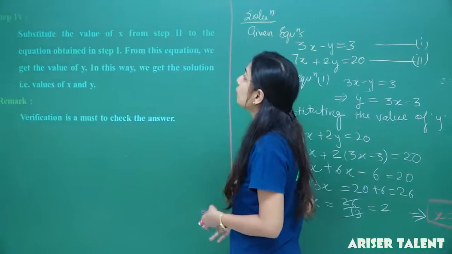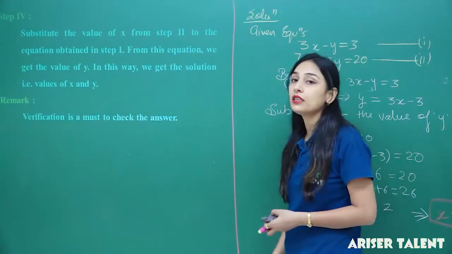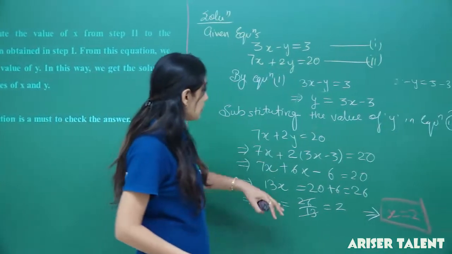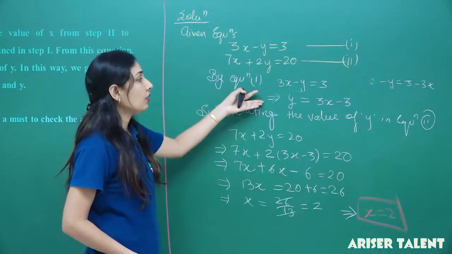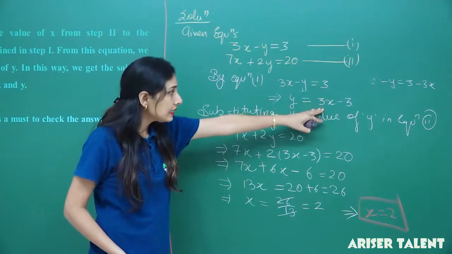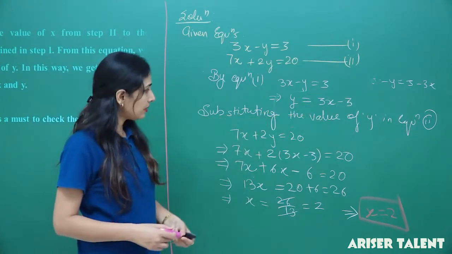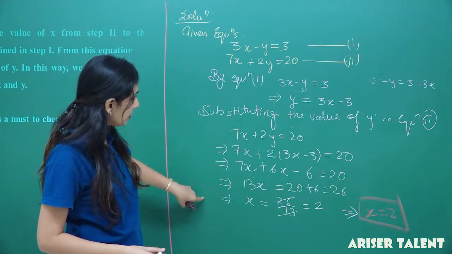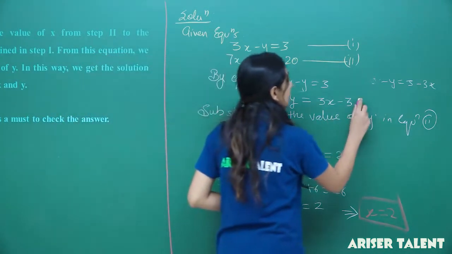Substitute the value of x from step 2 into the equation obtained in step 1. Right. So I have to substitute it in this equation, y equals 3x minus 3. This is the equation. Because I have a first equation and a second equation, but no third equation, I can write it as equation third.